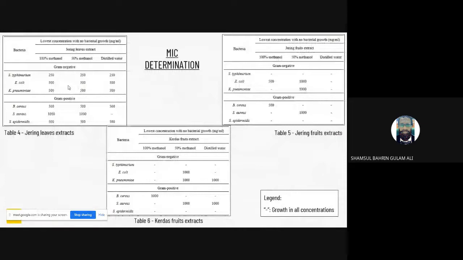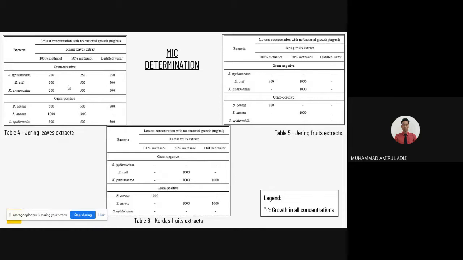Okay, right. So do you think the value of your MIC is very high? Could you repeat the question again, sir? Do you think your MIC value is quite high? For some extracts, the MIC value is quite high. For example, the jarring leaves extract in 100% methanol against Staphylococcus aureus has an MIC value of 1,000 milligram per milliliter. But for some gram-negative bacteria, for example, the values are reasonable.